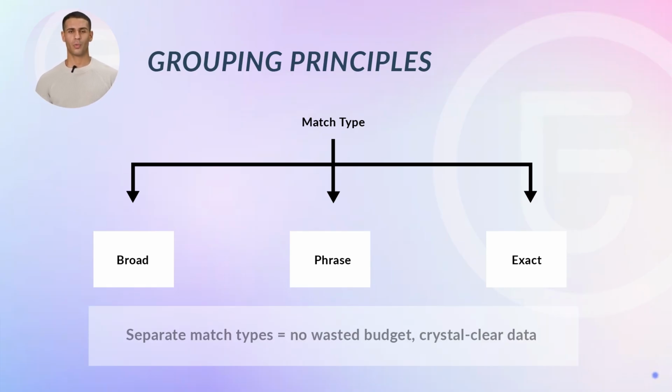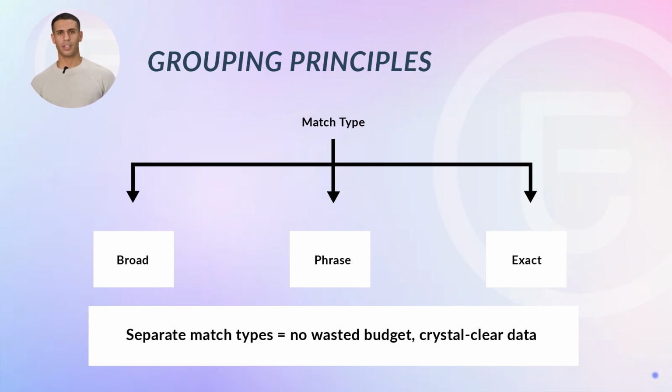The fix? Create separate ad groups for each match type. That way, you can clearly track which strategy is most effective, allocate your budget accordingly, and fine-tune bids with precision.